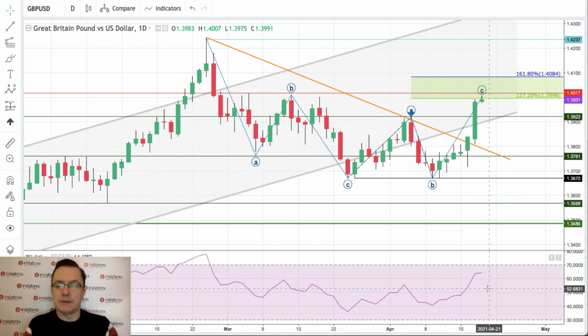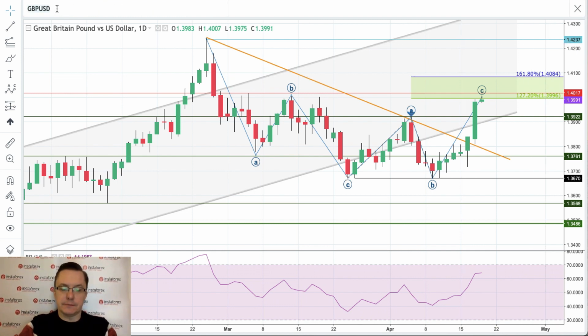We are way above the level of 50, the neutral level, but we have still not hit the 70%, which is the extremely overbought conditions. It might happen when we pass 1.4017 and head towards 1.4084. So that's the British pound.